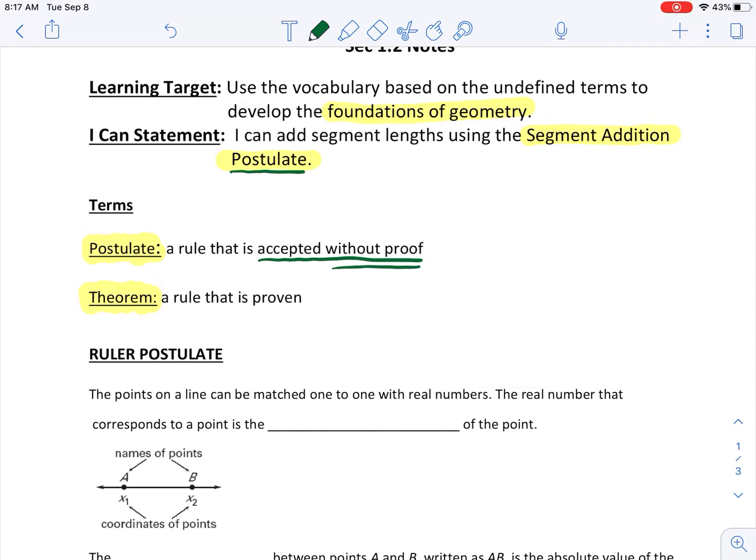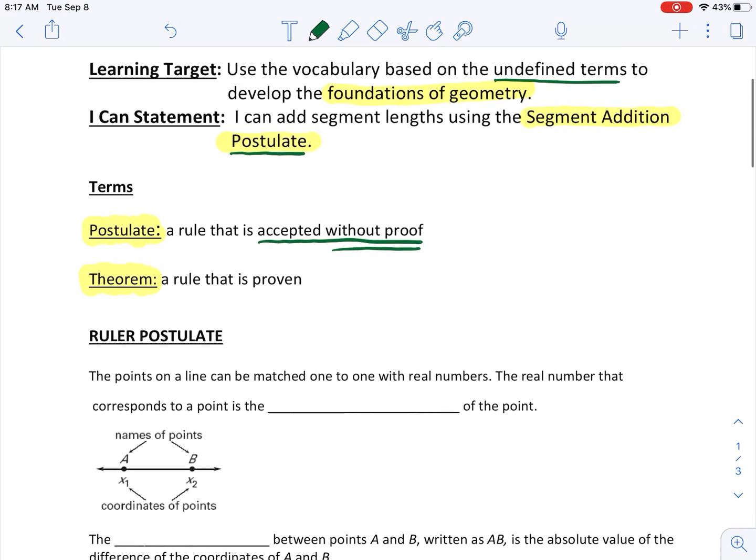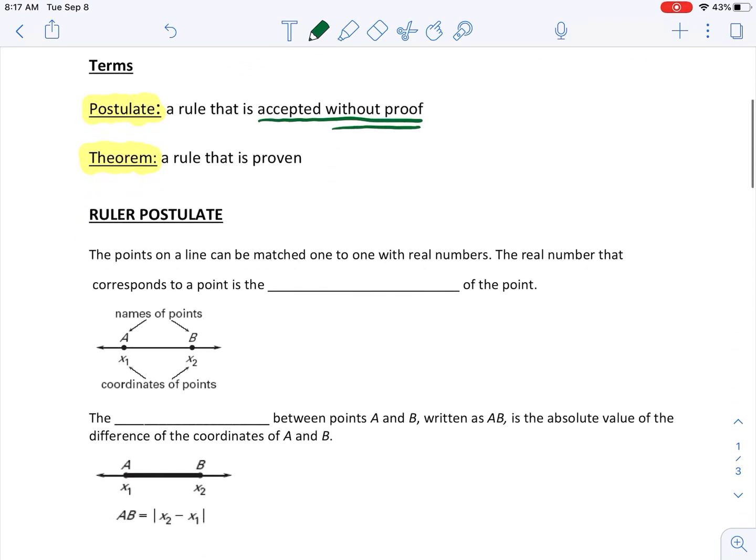So I'm going to underline without proof. We just accept it. We do not need to prove it. We do not need to show justification. It's a lot like when we talk about the undefined terms. There's no definition. It's not defined. We can describe it, but we will not have a definition for it. Same thing goes with a postulate.